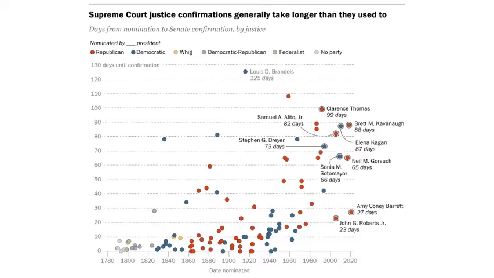But then they start to get longer, and the record was Louis Brandeis, and I'll talk about him in a minute. But then recent names, these are all people who were nominated and confirmed and are sitting on the court today. Alito, 82 days, Thomas, 99 days, Kavanaugh, 88 days, Kagan, 67 days, Gorsuch, 65 days, Sotomayor, 66 days. Breyer is gone, but he did take 73 days when he was nominated and confirmed.